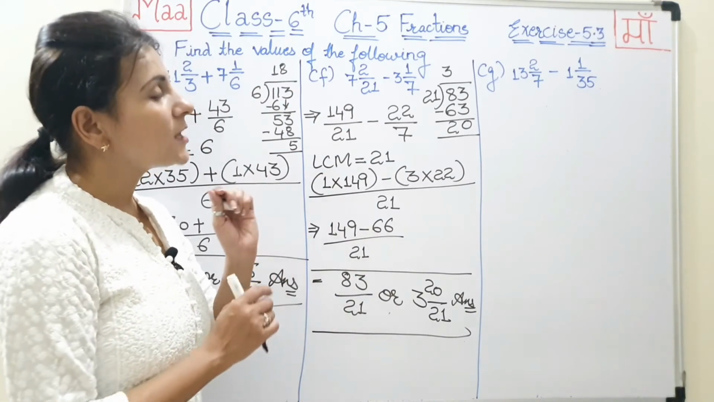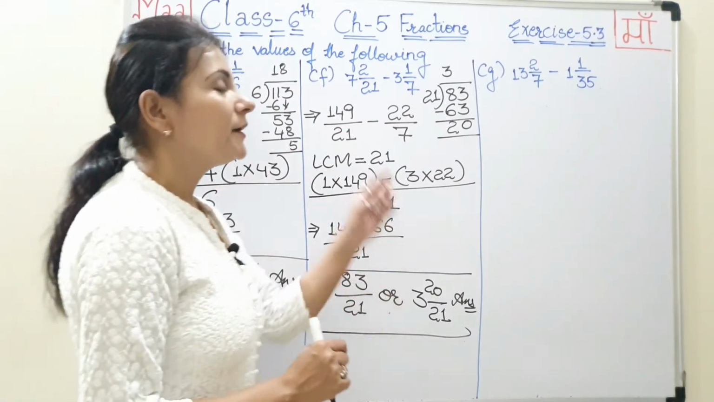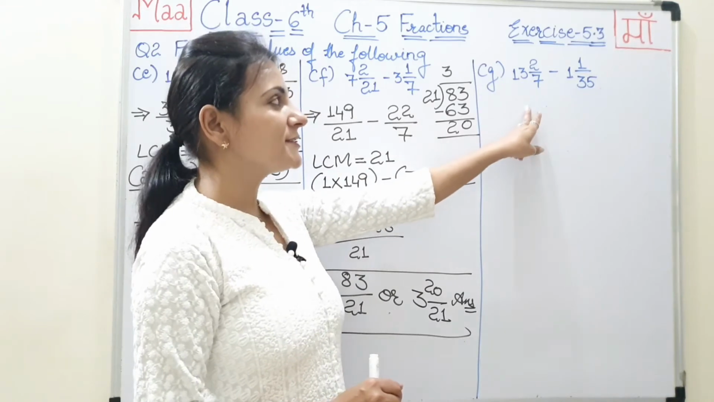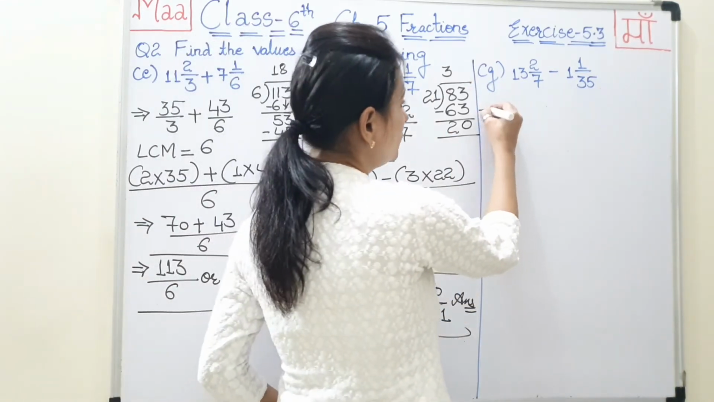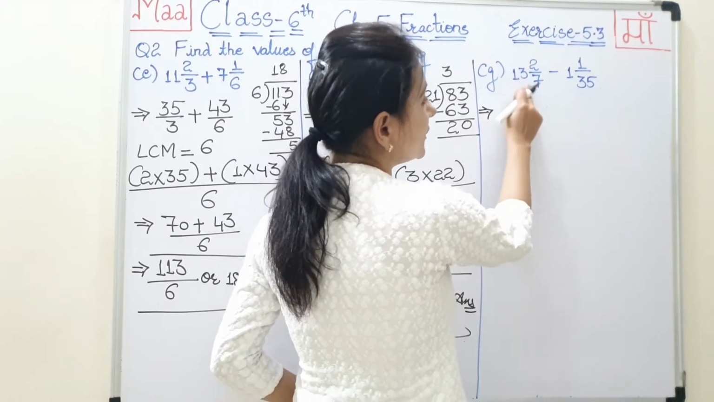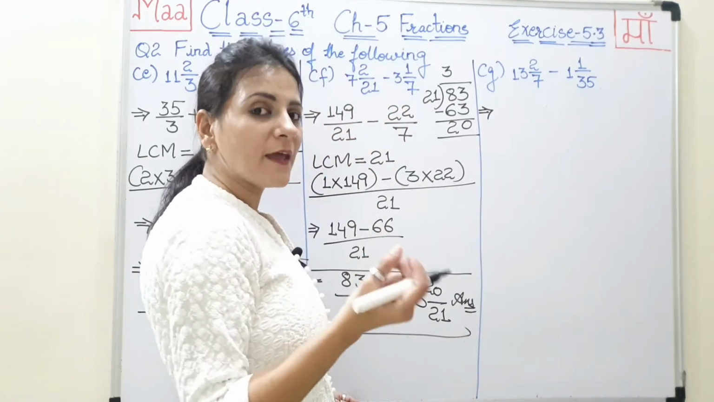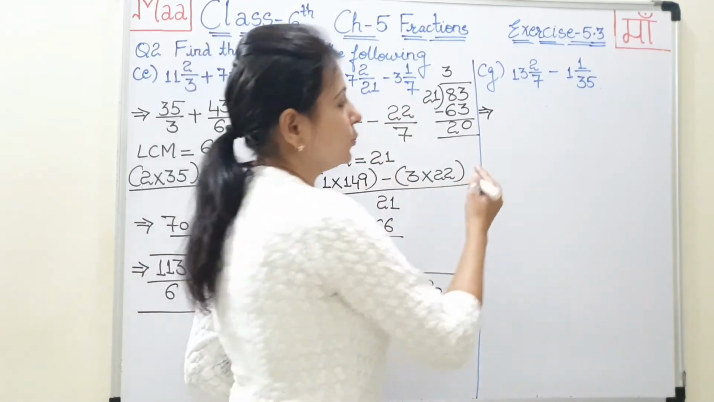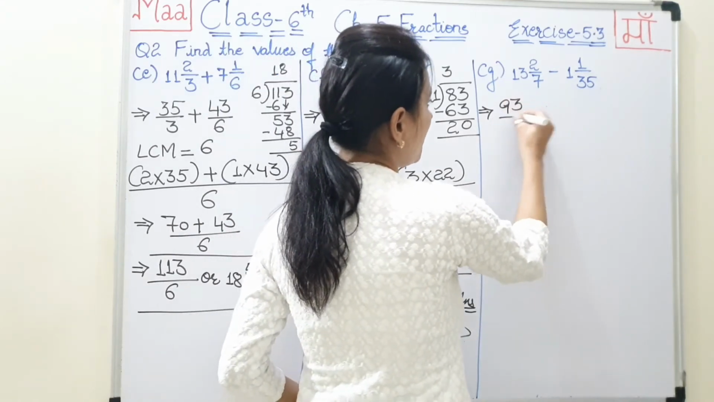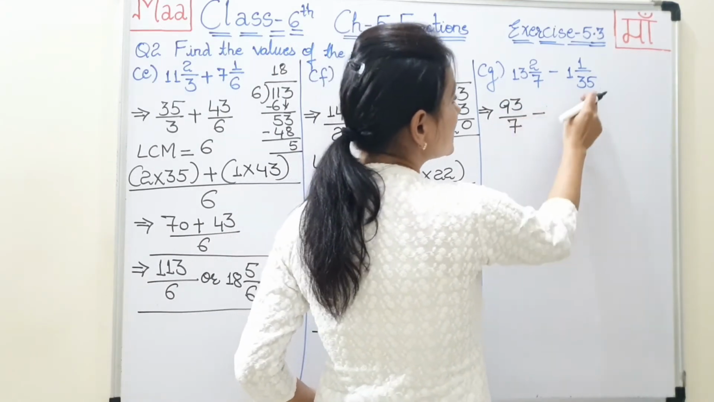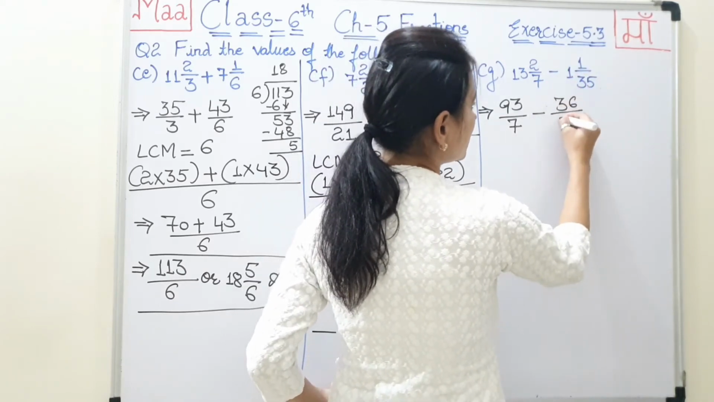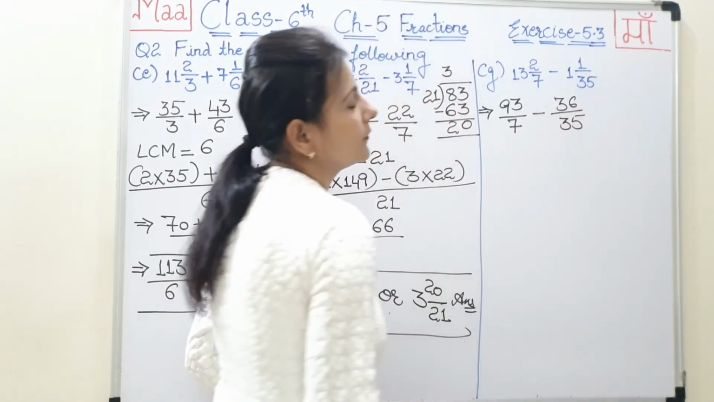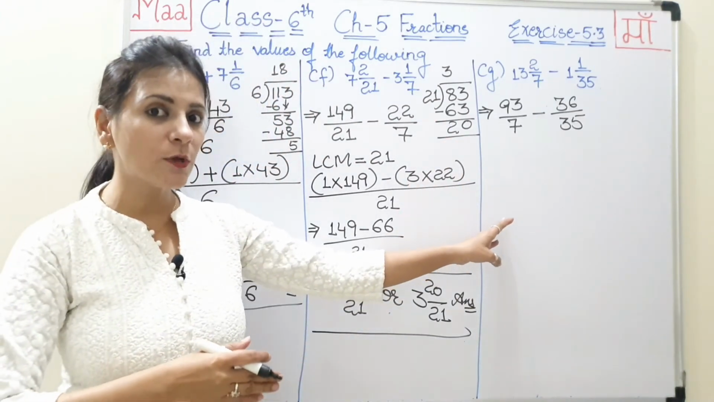Okay, so let us now move on to part G. It is 13 is to 2 upon 7 minus 1 is to 1 upon 35. So convert it into improper fraction. So 13 sevens is equal to 91. 91 plus 2 is equals to 93 upon 7 minus 35 ones are 35 plus 1 is equals to 36 upon 35. Okay, we have converted it into improper fraction.